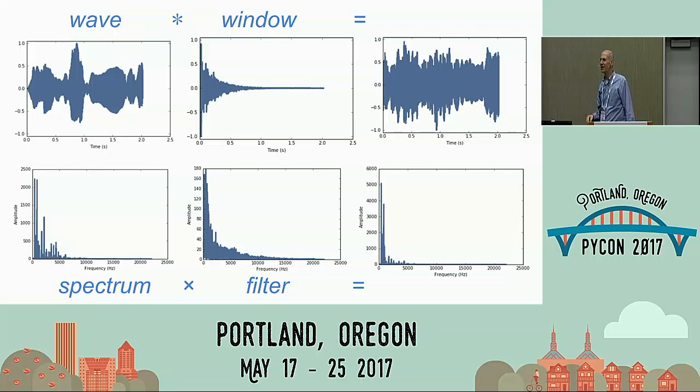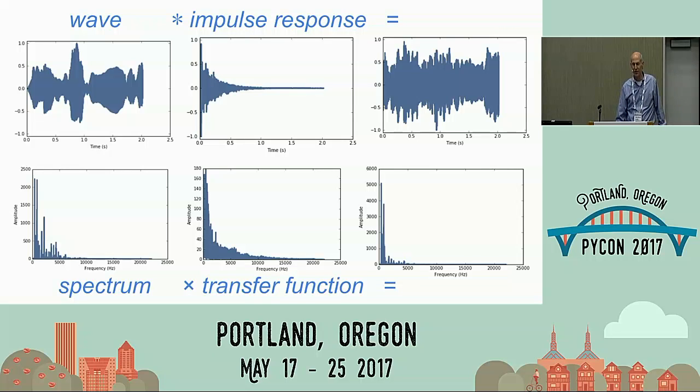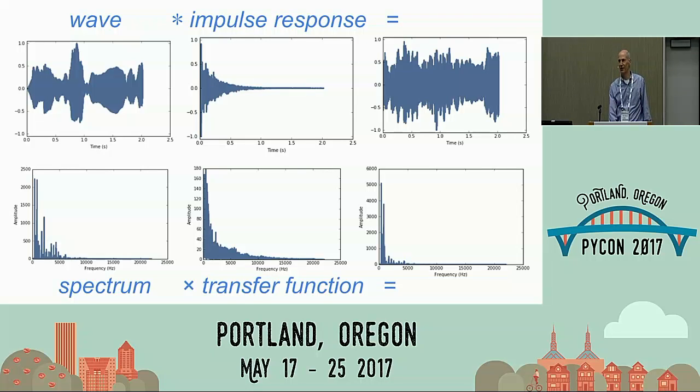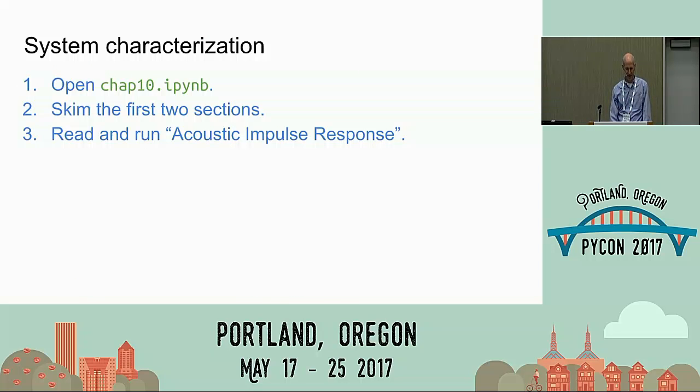Now, I'm changing the vocabulary a little bit. When we were talking about smoothing, I talked about a wave and a window, and a spectrum and a filter. In the context of system characterization, I'm changing the vocabulary just a little bit. So the window becomes the impulse response, and the filter is called the transfer function in this case, because it tells you how the input is being transferred through the system into the output. This diagram will make a little bit more sense after you work through the chapter 10 notebook.